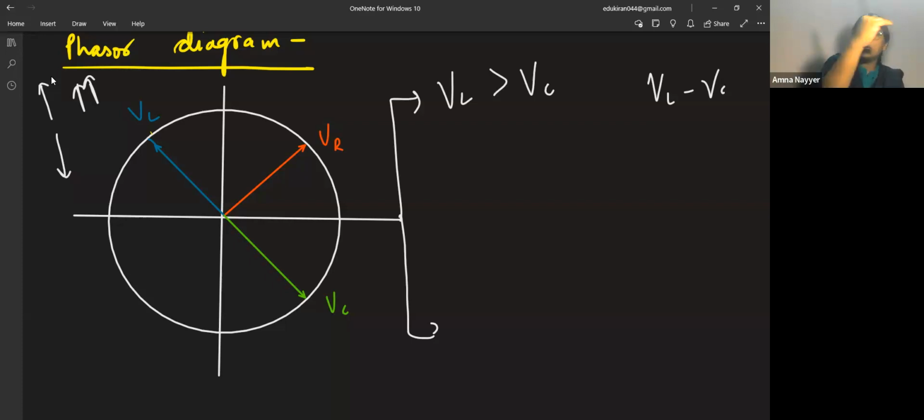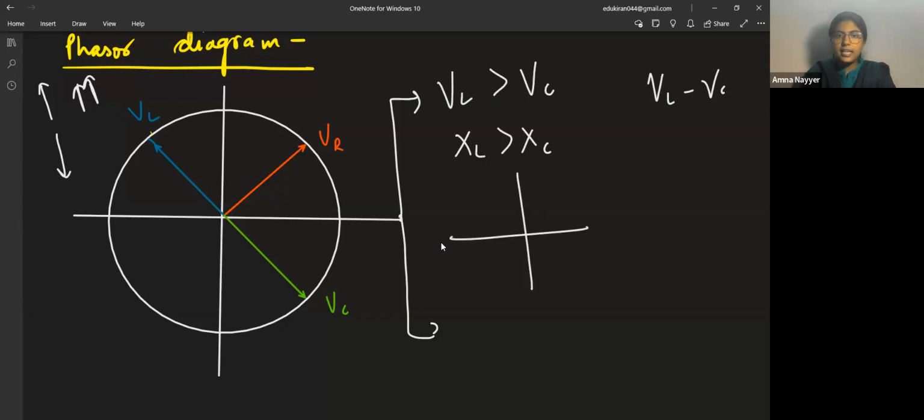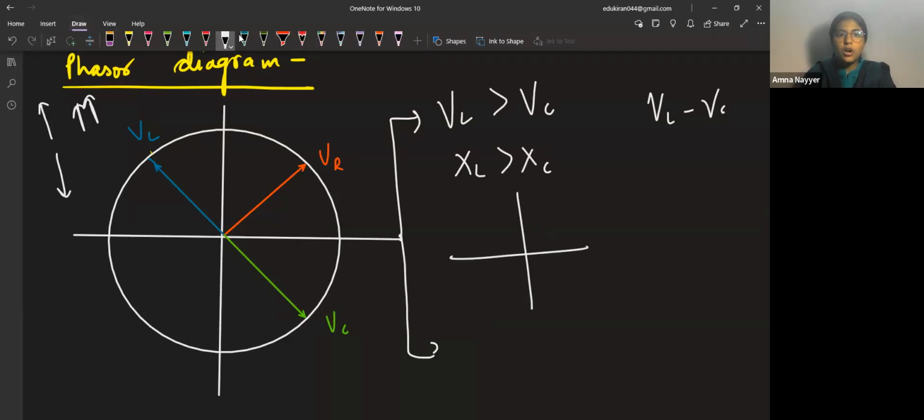It is greater towards VL. VL is greater this time. Because of this, XL is also greater than XC. It means this is the case. Your VL minus VC will be here while your VR is here. Clear? Here you will be talking about XL minus XC because VL is greater.